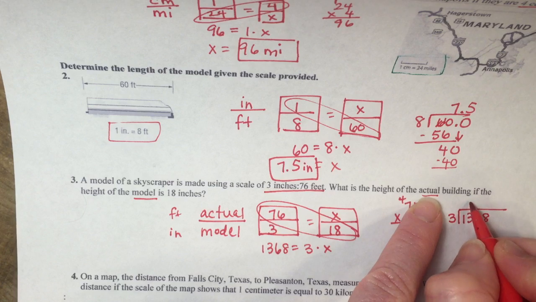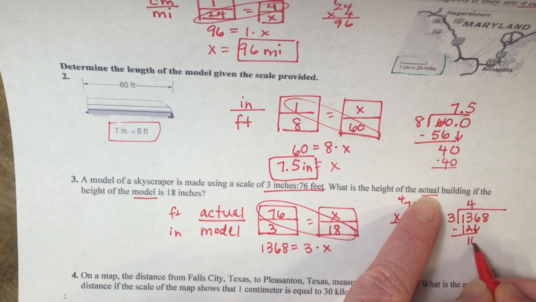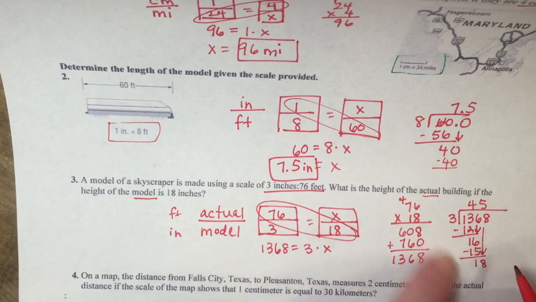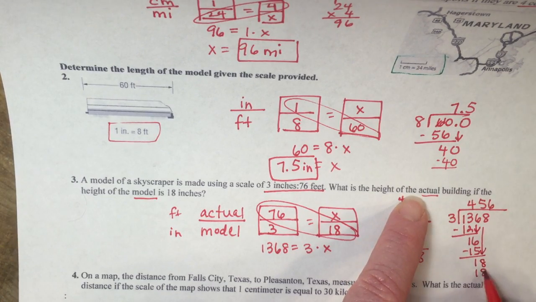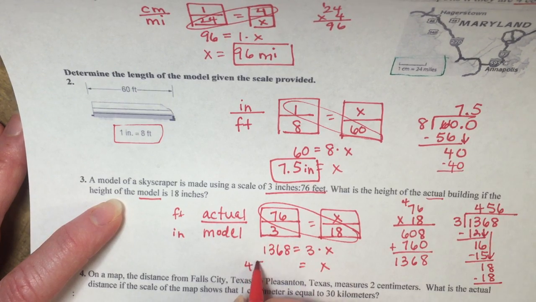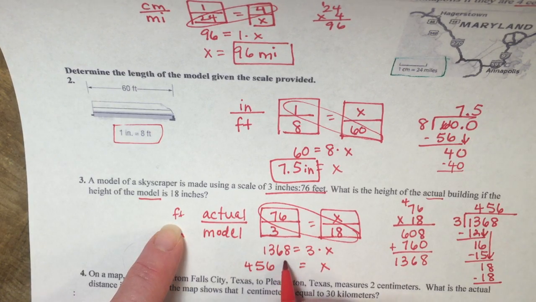3 going into 13, 4 times. I subtract, I get 1, bring down your 6. 3 going into 16, 5 times. I subtract, I get 1, bring down the 8. 3 going into 18, 6 times. Alright, so that tells me that x is equal to 456, and this is the actual height, so that's going to be in feet.